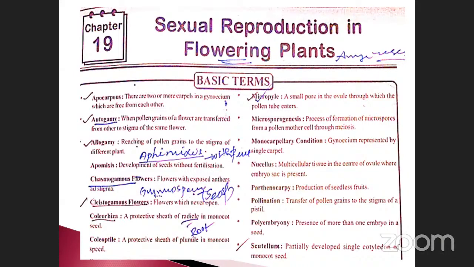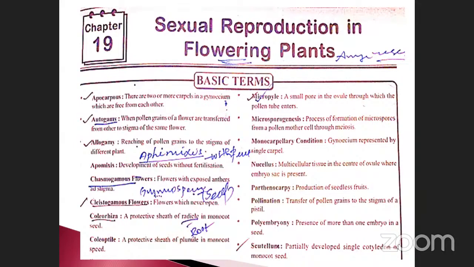Another one, monocarpellary condition. What is monocarpellary? Mono means single. Carpel is very broad. Gynoecium represented by a single carpel, such type of fruits are called monocarpellary fruits.